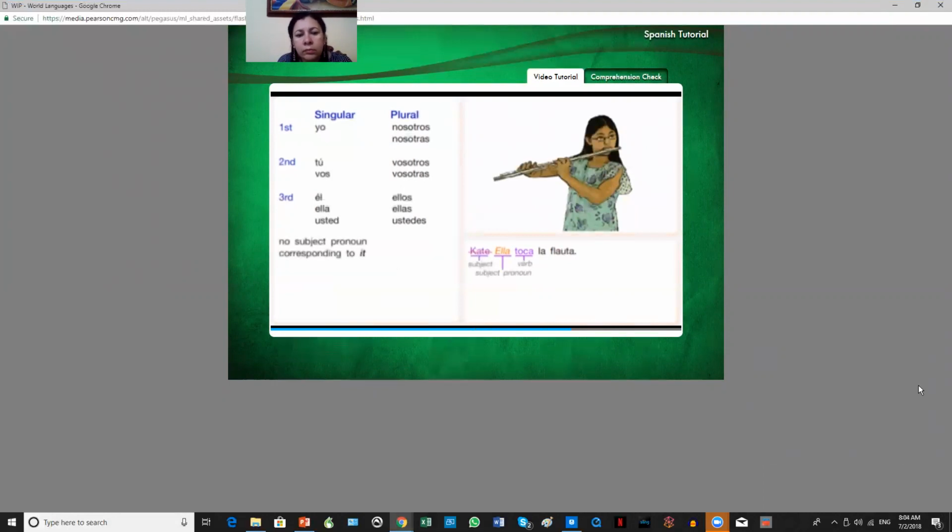Spanish does not have a subject pronoun corresponding to it in English. To express the subject it, Spanish simply uses the conjugated verb form by itself. Usted is a formal form of you, and ustedes is its plural. They are often abbreviated UD period and UDS period.